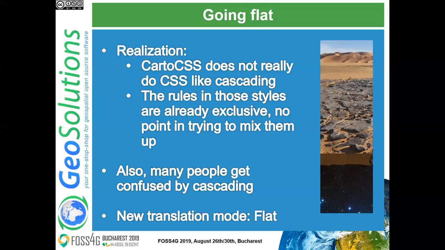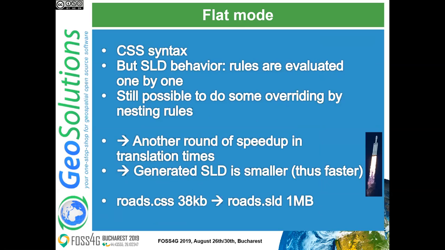The flat translation mode basically reads your CSS as it is and translates each CSS rule into an equivalent SLD rule directly. No cascading, so much faster, and for many people, simpler to understand. People among you that are used to HTML and CSS might disagree, and in some cases cascading is really powerful, but for many, having a simpler one-to-one mechanism to go from CSS to SLD was better. So with this change, we managed to translate quickly also roads and amenities. And this resulted in interactive editing being possible, and the generated SLD was quite a bit smaller and thus also faster to render. In particular, a roads.css, which is 38 kilobytes, translates to an equivalent SLD which is just 1 megabyte. You should have seen when it was 36.